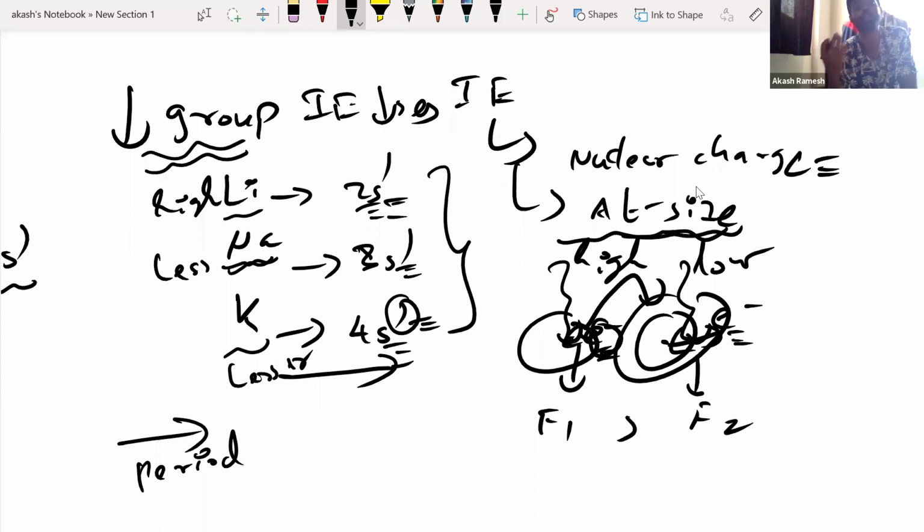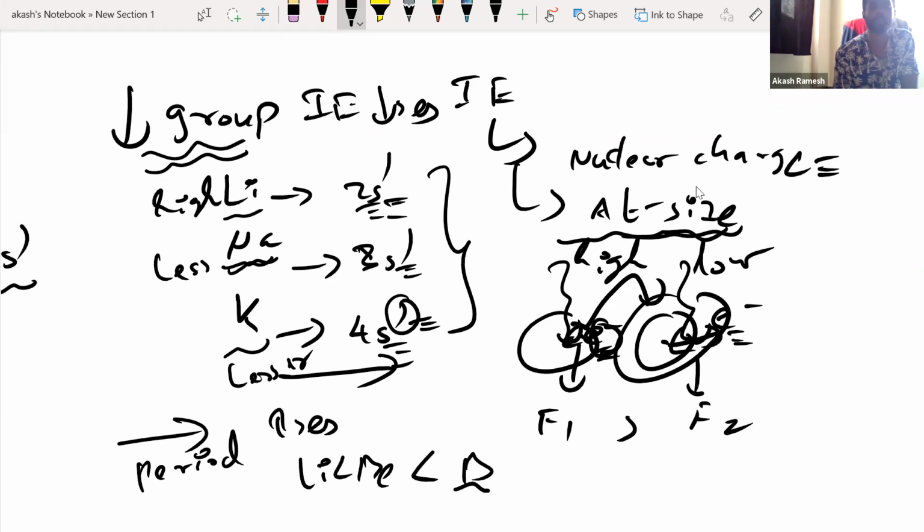Thereby, it is becoming more and more difficult for us to remove the electron. Thereby, I can say that more and more energy has to be spent for the electron to come out. So when I go along the period, people, I can easily say that the ionization energy increases. So when I compare lithium, beryllium, boron will have more ionization energy than beryllium, than lithium.